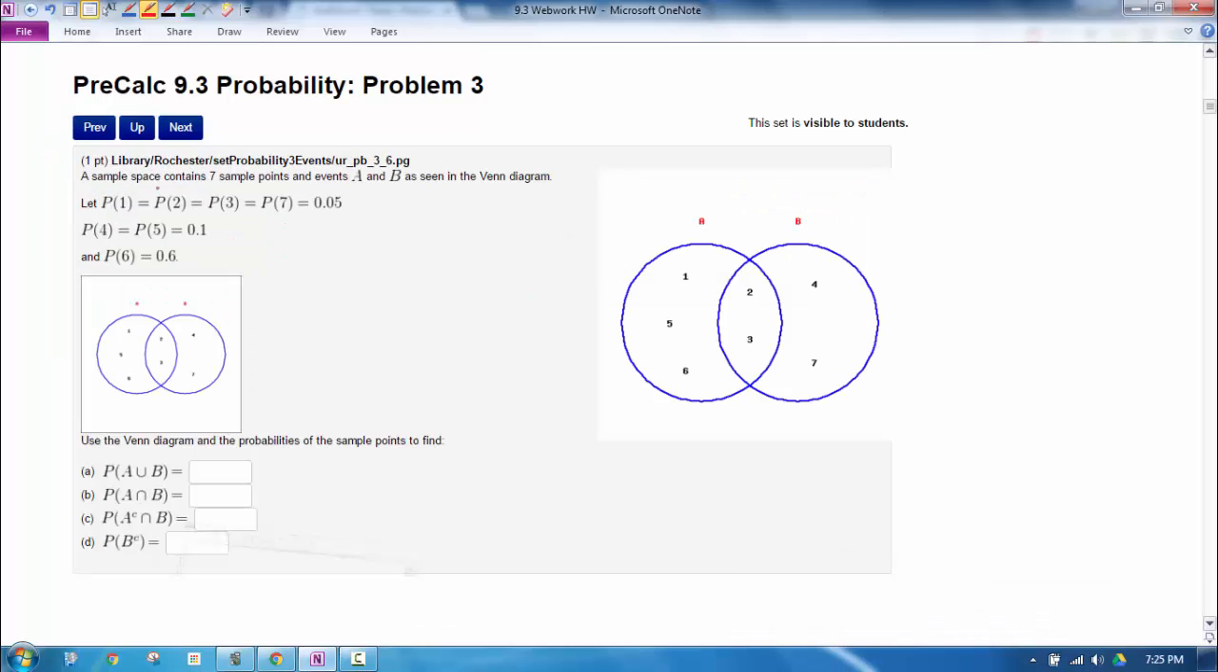Okay, the next problem says the sample space contains 7 sample points. I made the diagram a little bigger here in this Venn diagram, and it gives us the probability of each of the individual events located throughout here. And it wants the probability of A or B.